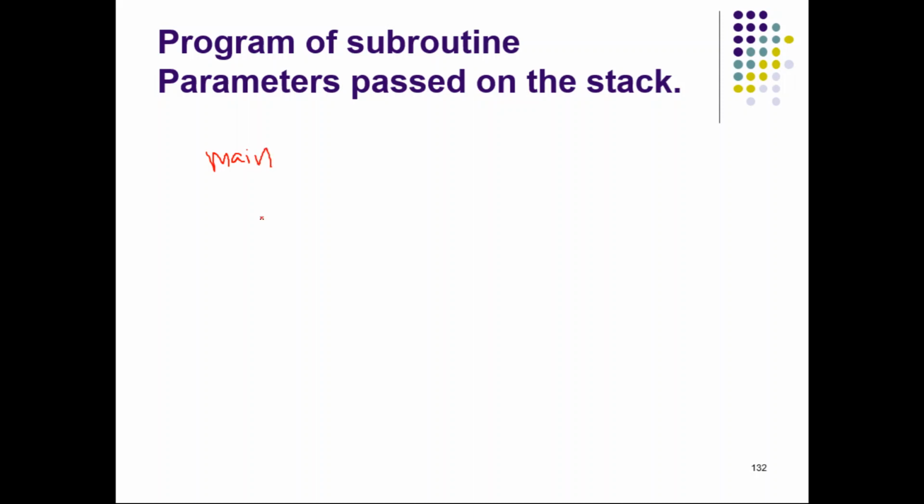This main program is calling subroutine 1. Okay, control goes to subroutine 1. Subroutine 1 is somewhere here. Say again subroutine 1 is calling subroutine 2. So the control goes to subroutine 2. Now subroutine 2 calls subroutine 3.